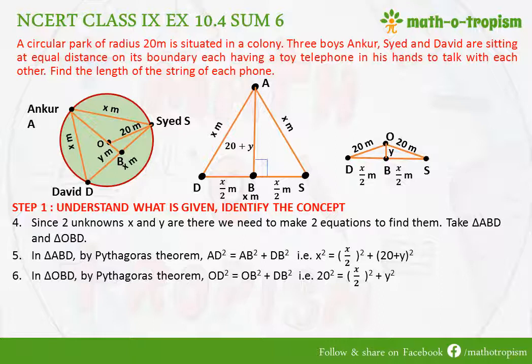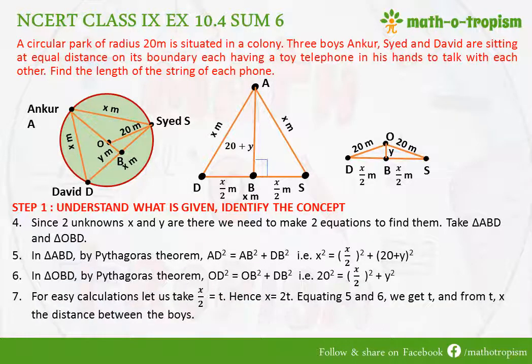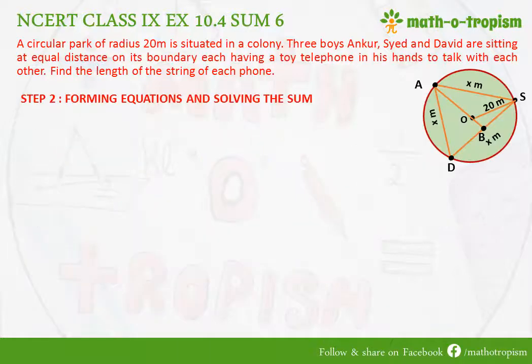To make the calculations easier, I will take x by 2 as t, meaning x will be 2t. Then finally we can find x after equating equations 2 and 3, we will get t, and from t we can get x, the distance between the boys. So this is how we are going to proceed: forming equations and solving the sum.